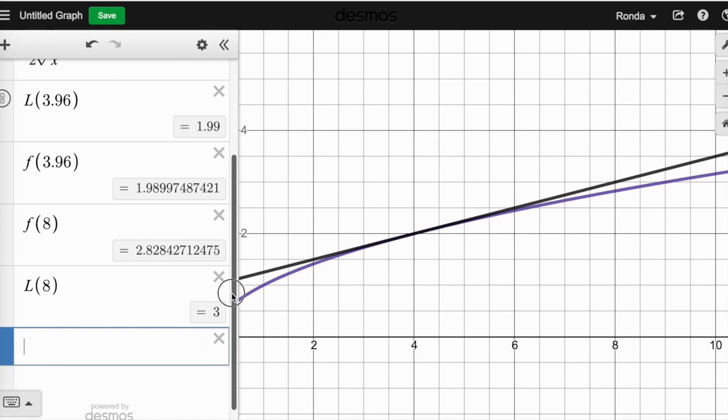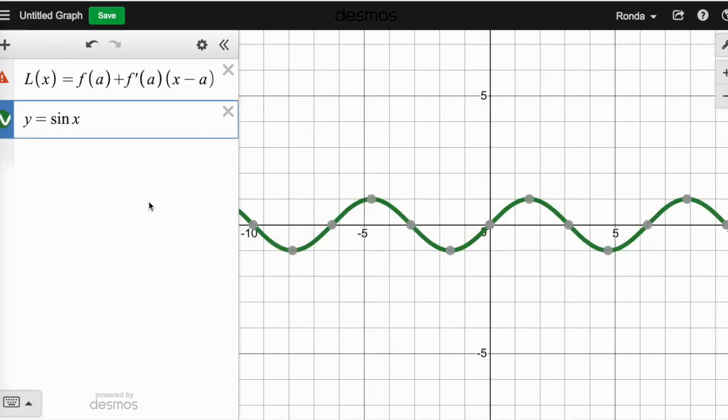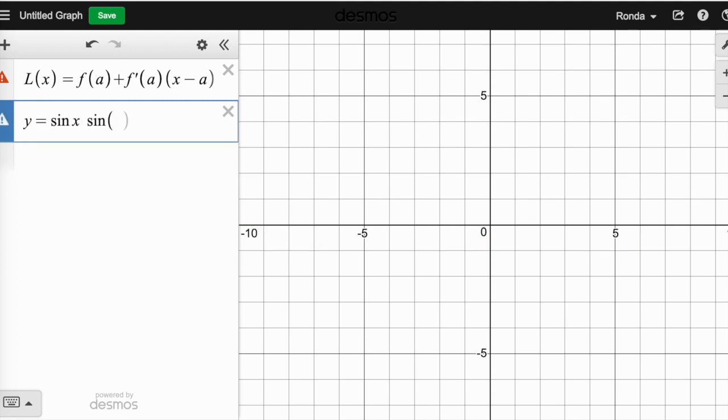It's because this is what's going on behind the scenes in your calculator. And it's always a good thing to know what your calculator is thinking. All right, so let's do one more of these. So I have y equals sine of x, and I want to approximate, let's say, sine of 0.05. Okay, that's what I want.